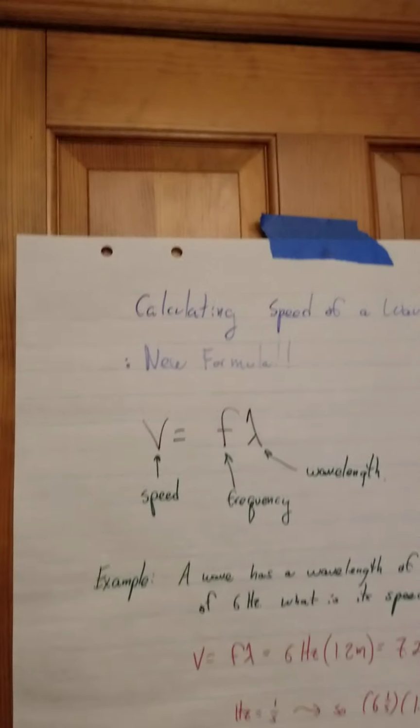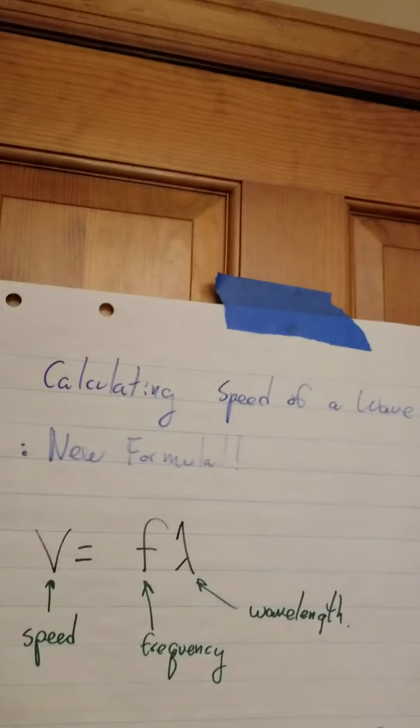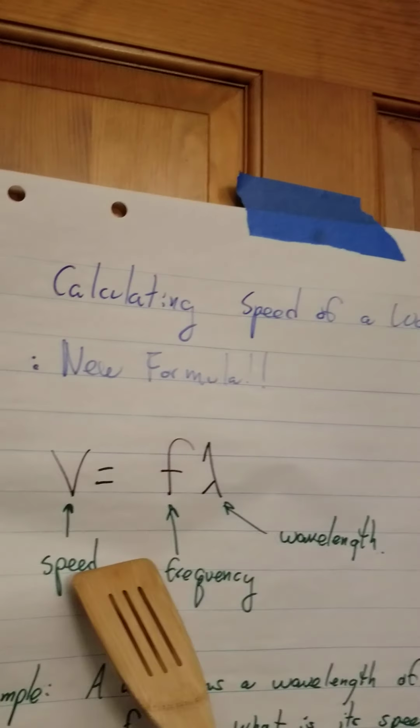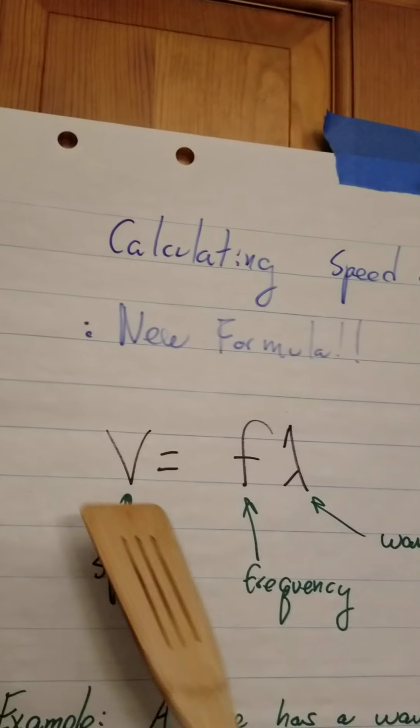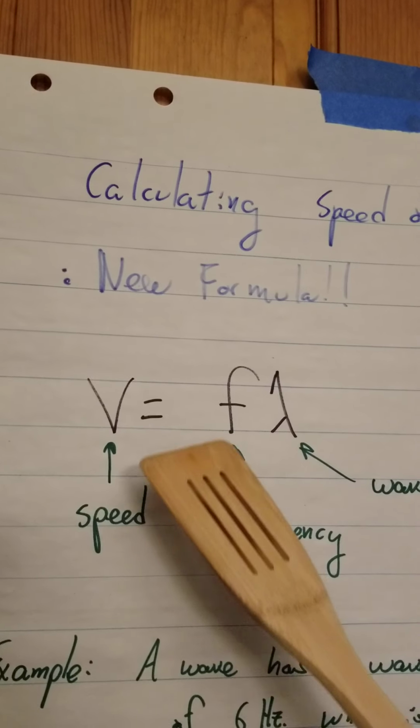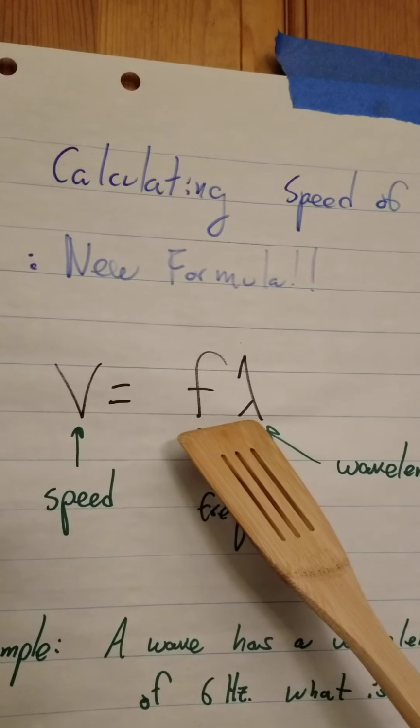Third page. Here we go. Let's put it all together. Now we got math. Now we're going to calculate the speed of a wave. New formula. Here it is. V, speed, is equal to F, frequency, times wavelength, lambda.